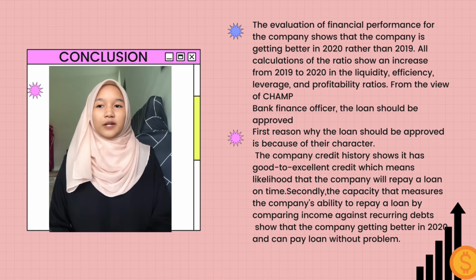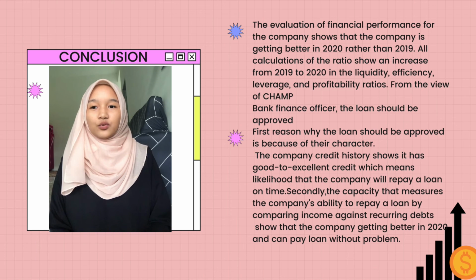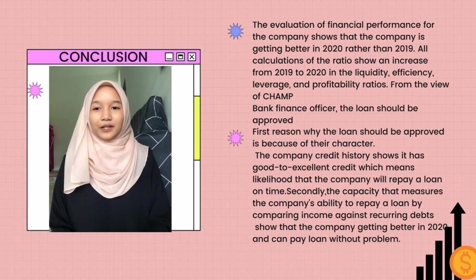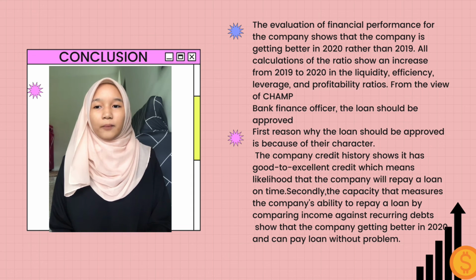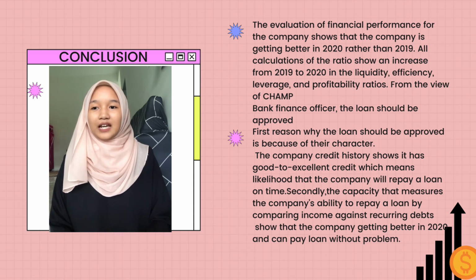From the view of the Chief Bank Finance Officer, the loan should be approved. First reason why the loan should be approved is because of their character. The company's credit history shows it has good to excellent credit, which means the likelihood that the company will repay a loan on time. Secondly, the capacity that measures the company's ability to repay a loan by comparing income against recurring debts shows that the company is getting better in 2020 and can pay the loan without problem.